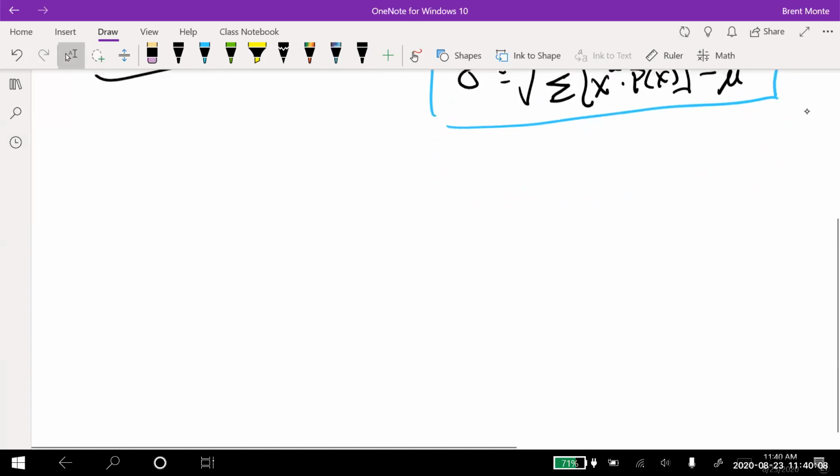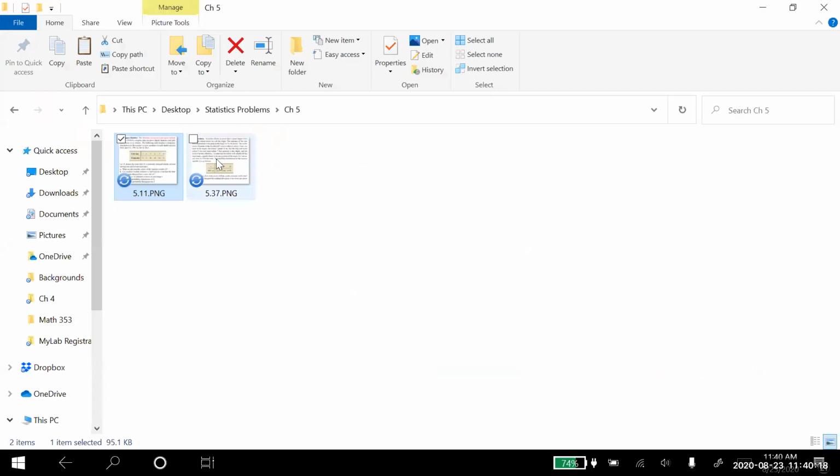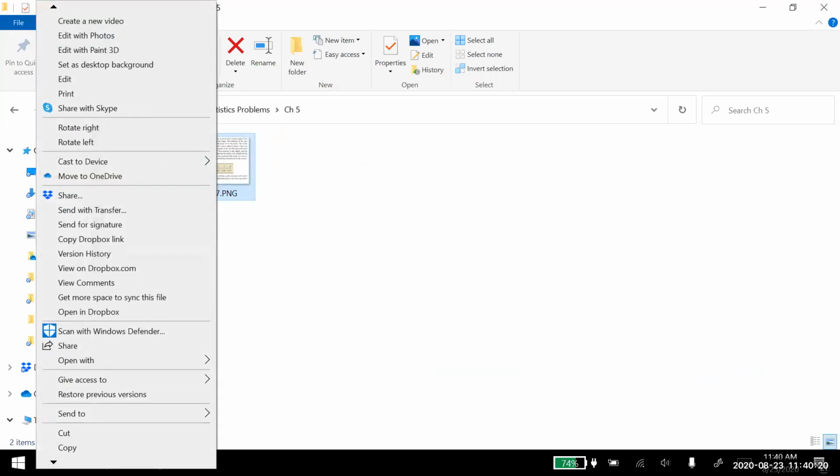Okay, so let's jump in and grab a problem. So it's going to be 537 out of the book. I just need to copy that real quickly. There's 537. We will copy it.